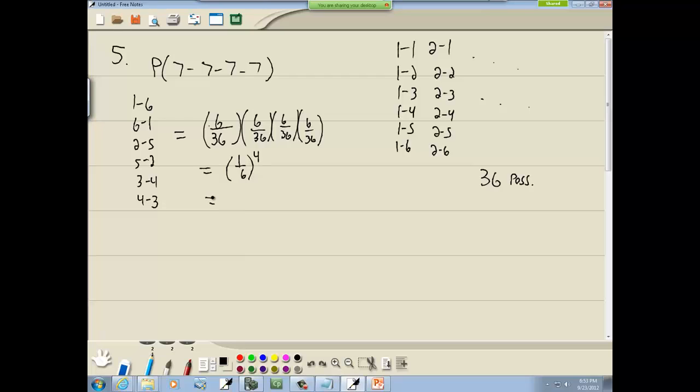which would give us another scientific notation: 7.716049383 e to the negative 4. Again, we'll move our decimal place 4 places to the left, and we get 0.0007716049383. And rounded to 4 decimal places, we get 3 zeros, and then an 8. And that would be our probability.